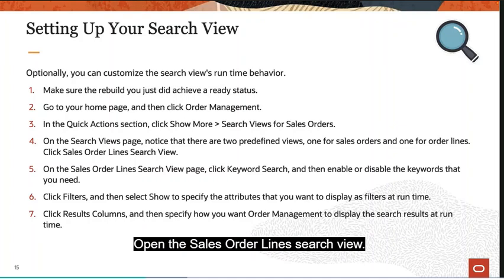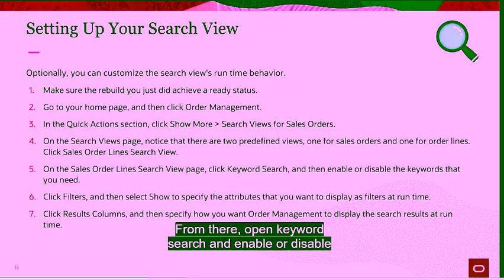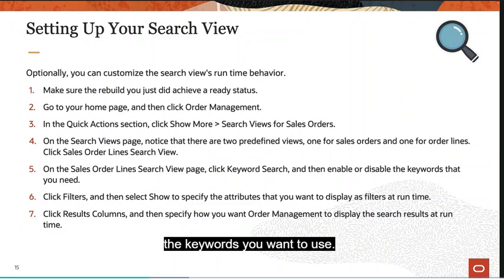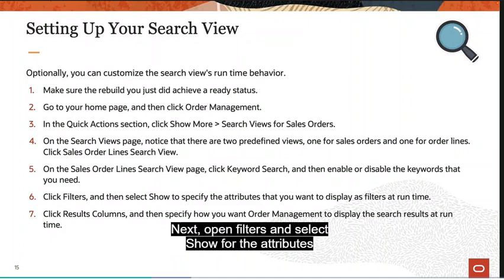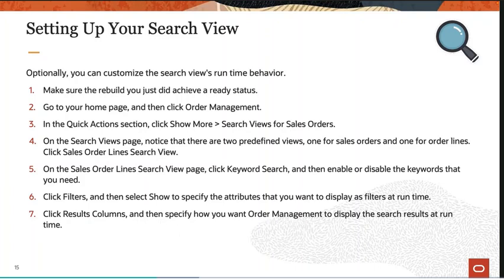Open the Sales Order Lines search view. From there, open Keyword Search and enable or disable the keywords you want to use. Next, open Filters and select Show for the attributes you want to make available as filters at runtime. Finally, open Results column and choose how you want Order Management to display the search results.